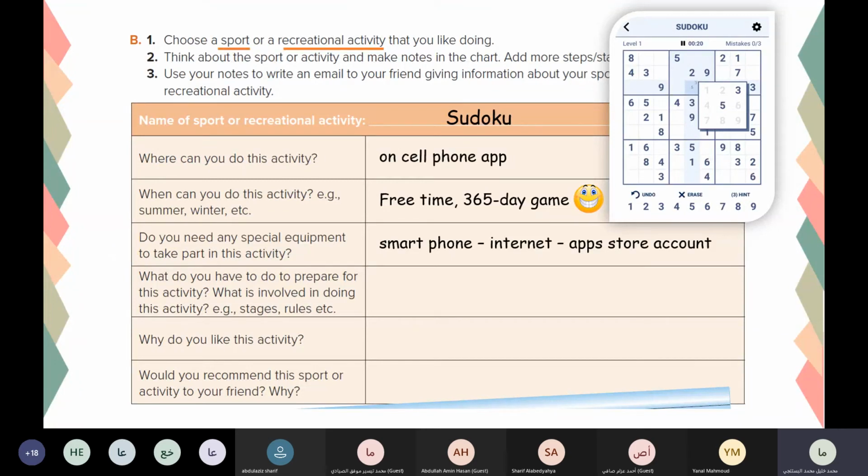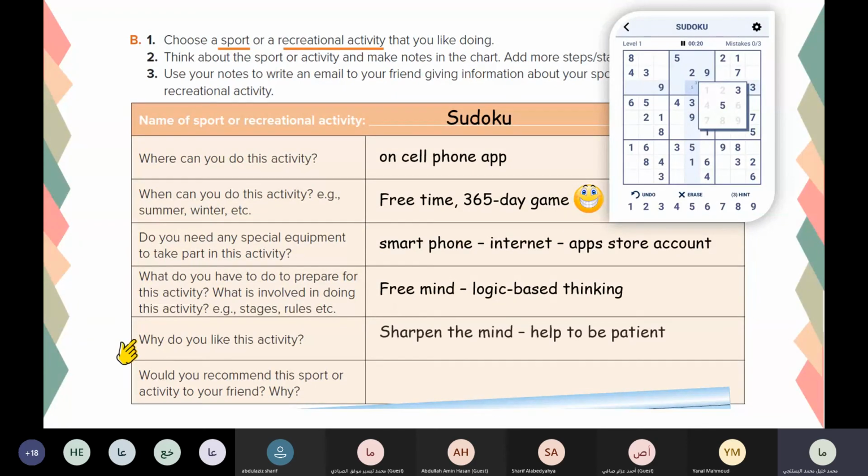What do you have to do to prepare for this activity? Free mind, logic-based thinking, brainstorm, etc. Why do you like this activity? Sharpen your mind, help to be patient. Would you recommend it to a friend? Yes. Why? Because it is challenging, tends to analyze, etc. So this is an example. You can picture it, please. Okay.